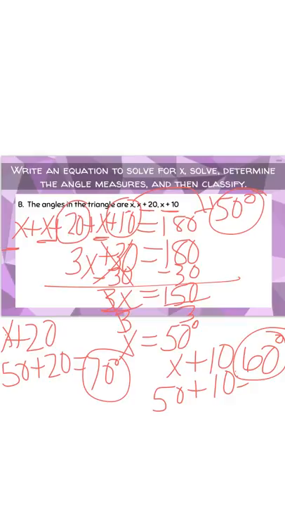We have a 70, a 60, and a 50. All of them are less than 90 degrees, which makes them acute. And all 3 of the numbers are different, which means all the sides are different, and that makes it scalene.